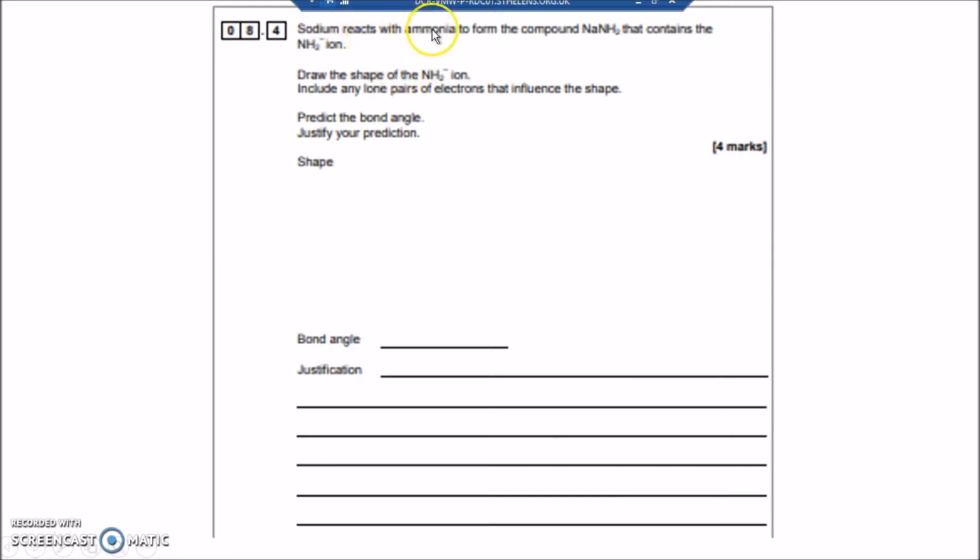Sodium reacts with ammonia to form NaNH2 that contains the NH2 minus ion. Draw the shape. Well, let's consider nitrogen's in group 5. If it's got a minus, it's got an extra electron, so it's got 6 electrons now. It had 5 because it's in group 5. An extra one means it's got 6. 2 hydrogens come along and form 2 bonding pairs. That means there's 4 electrons left over, or 2 lone pairs.